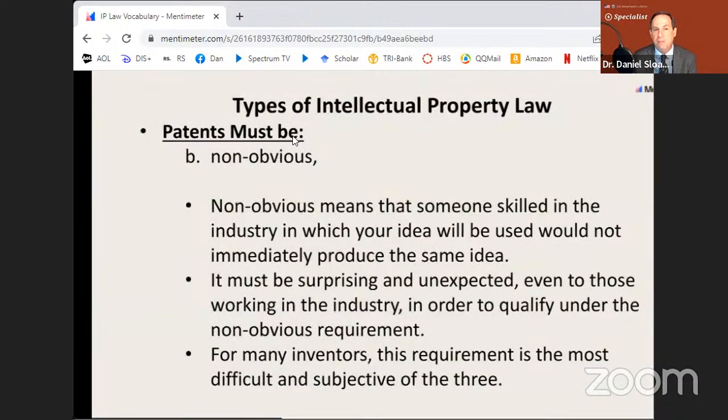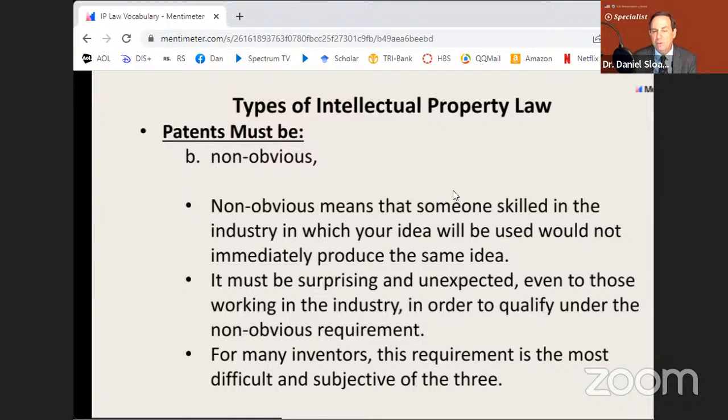And the patents must be non-obvious. So what does this mean? Non-obvious means that someone skilled in the industry in which your idea will be used would not immediately produce the same idea. So it can't be something very simple everyone would think of.